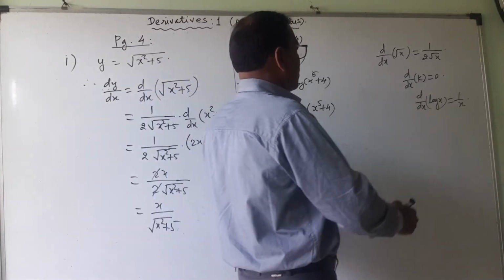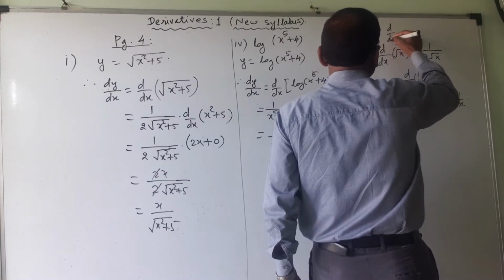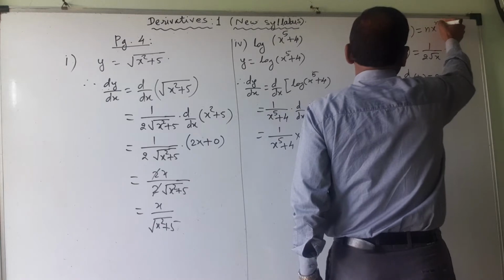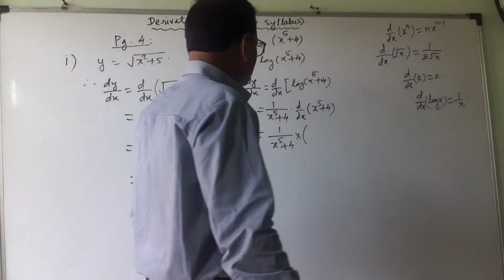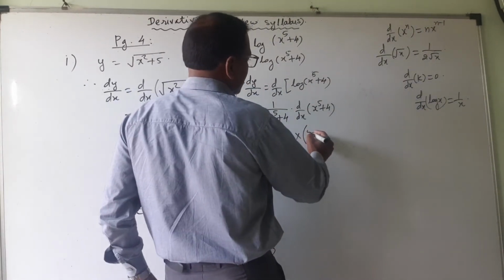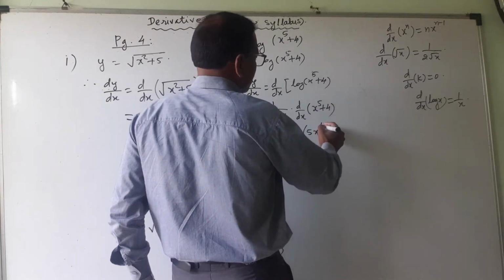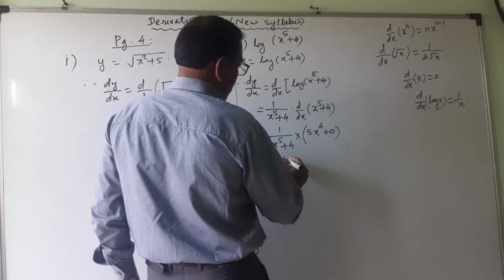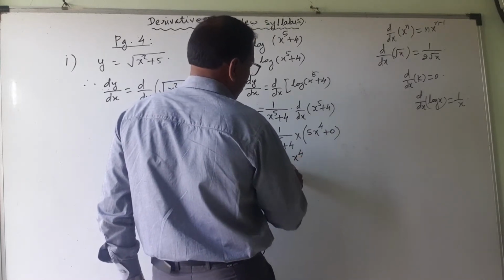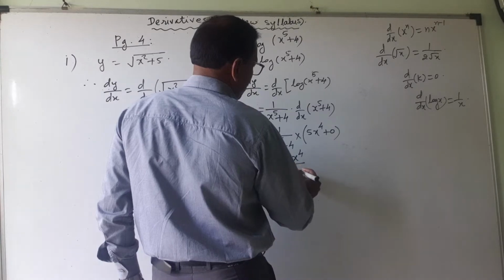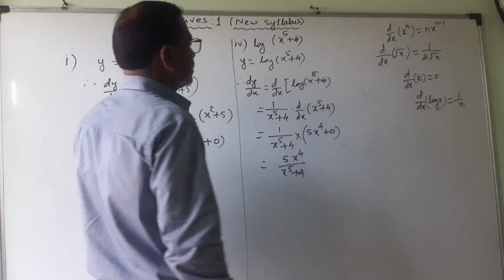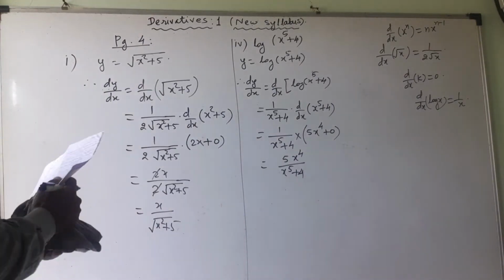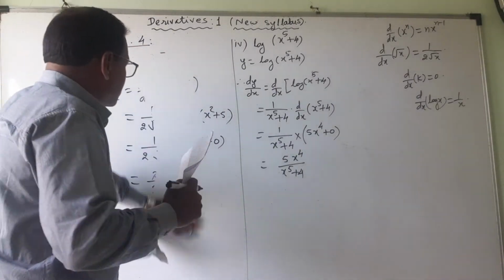That formula I have not given. d by dx of x raised to n is equal to n into x raised to n minus 1. So here n is 5, so 5 will come here and x raised to 5 minus 1 will be 4, and plus this is 0. That is equal to the overall answer will be 5x raised to 4 upon x raised to 5 plus 4. So we'll take some different questions.